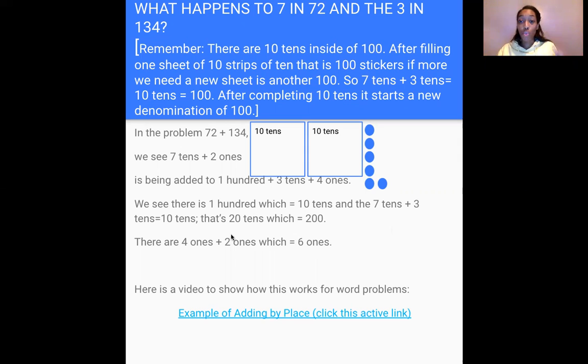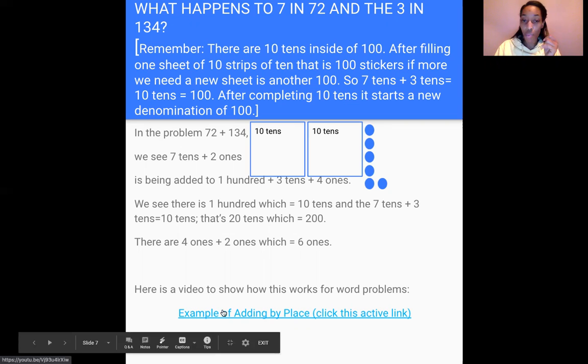Okay. 20 tens, that gives me 200. That's why our picture has 200s. And then for my ones, I have 4 ones and 2 ones. I didn't have to regroup there. So I just write my 6 ones in the ones place. If you need more help understanding how we use place value there to add, you can watch this video in the link, example of adding by place. This blue link at the bottom.